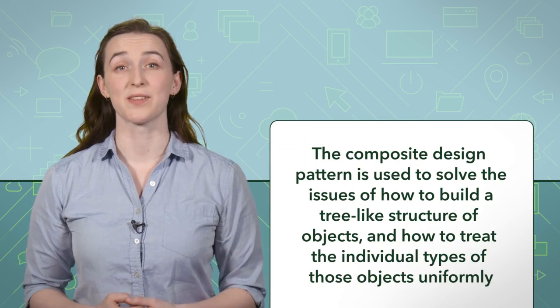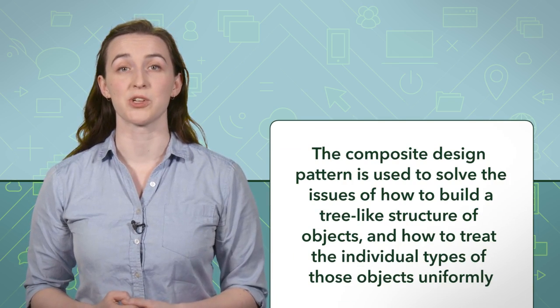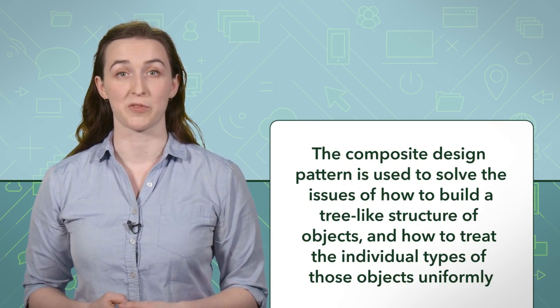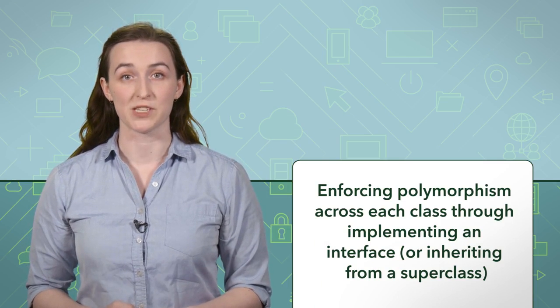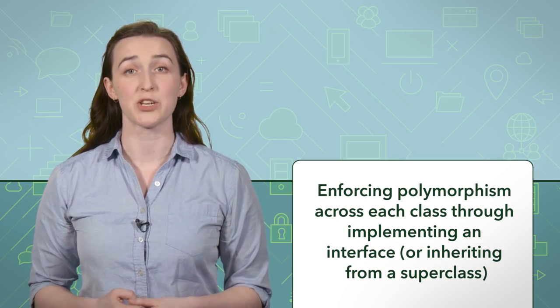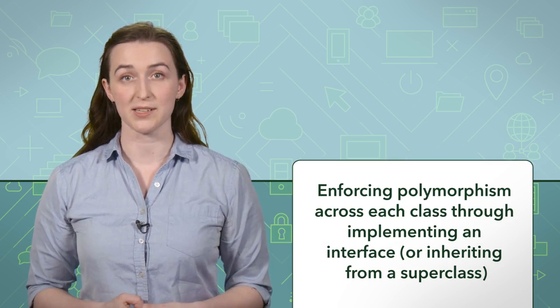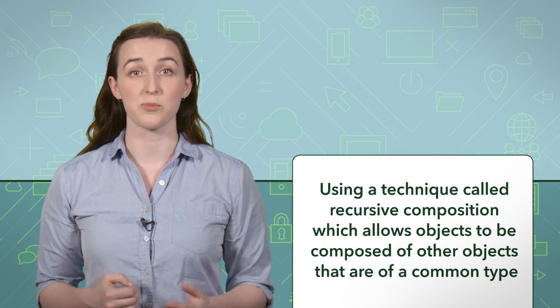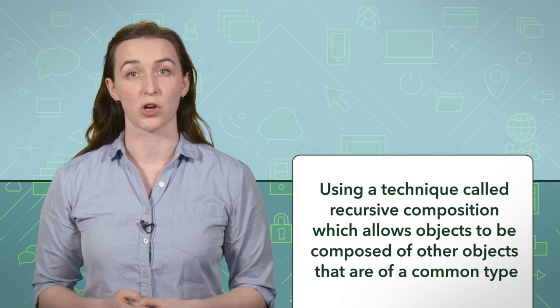To summarize, the composite design pattern is used to solve the issues of how to build a tree-like structure of objects, and how to treat the individual types of those objects uniformly. This is achieved by enforcing polymorphism across each class through implementing an interface, or inheriting from a superclass, and using a technique called recursive composition, which allows objects to be composed of other objects that are of a common type.